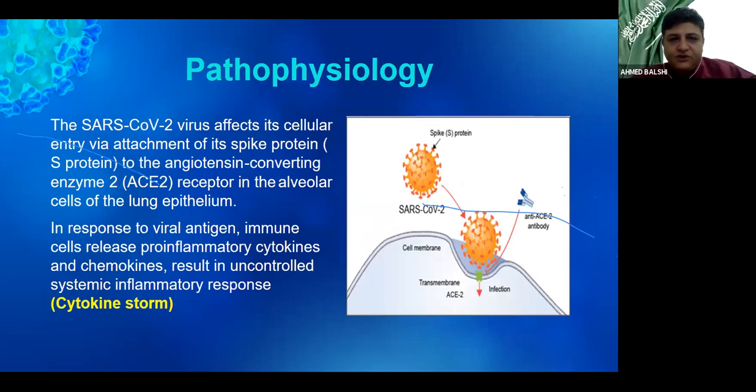About pathophysiology, Dr. Waqas will talk in detail about it, but just to remind you that the virus has spikes, called S protein, which connect to the angiotensin converting enzyme 2 receptors in the alveolar cells of the lung epithelium. In response to this virus, antigen immune cells start to release pro-inflammatory cytokines and chemokines, resulting in an uncontrolled systemic inflammatory response, which is called a cytokine storm.